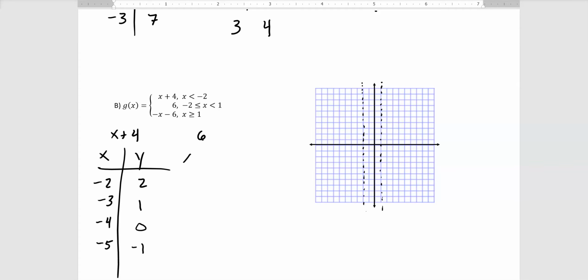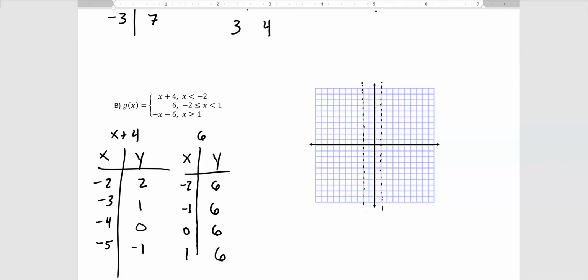Now 6 is an interesting one because that tells me my output is always 6. Notice my domain restrictions are between -2 and 1, so I can just go ahead and list all of those. And for all of these, the value will be 6.